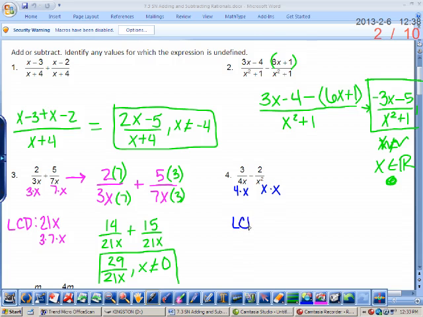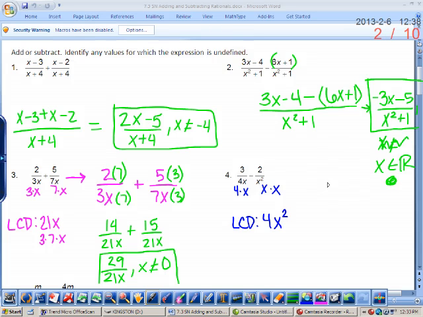So our LCD here is going to be 4x squared. And it has to be squared in this case because we have x times x in a single denominator. Everyone okay with that? Okay.